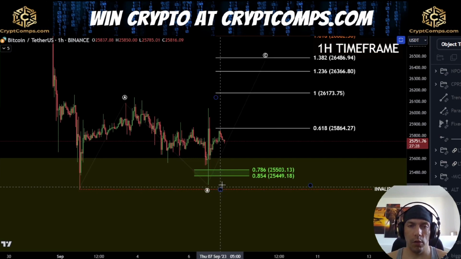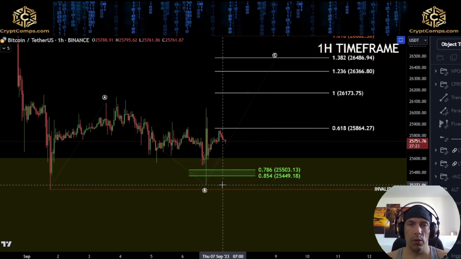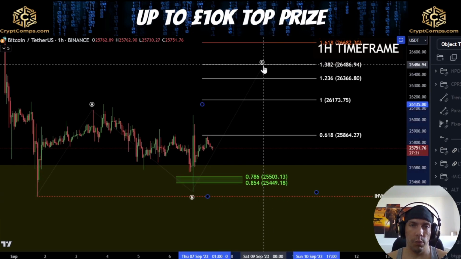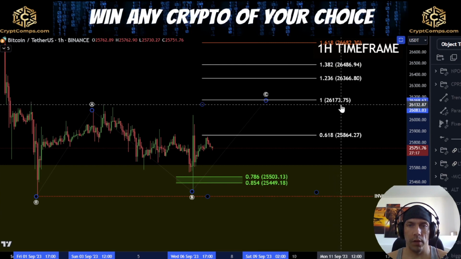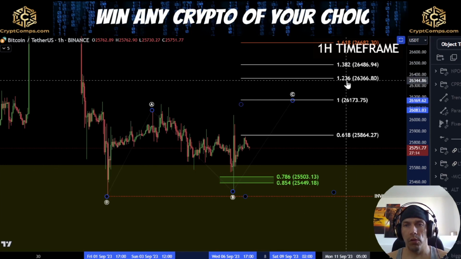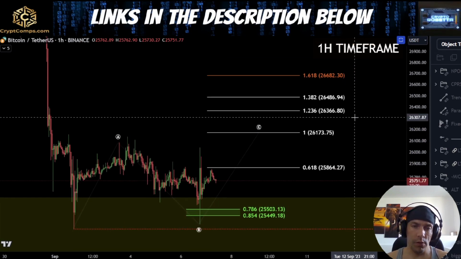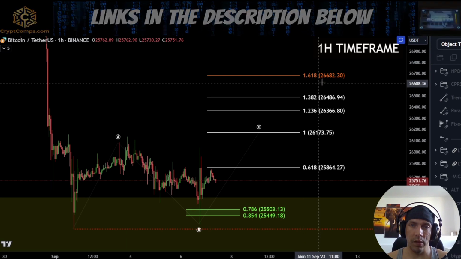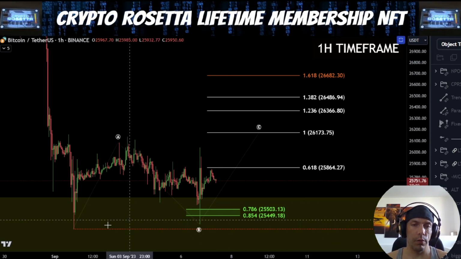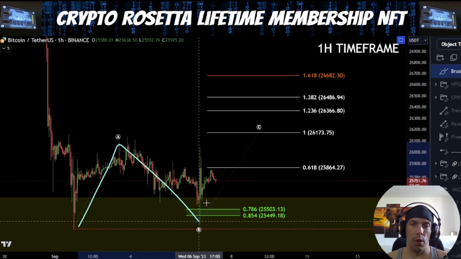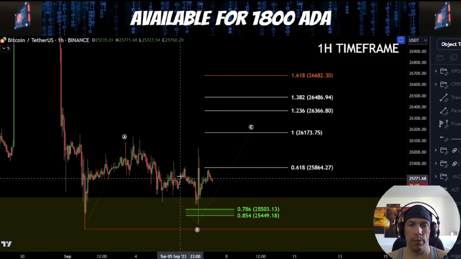Now as long as we continue to hold this low of 25,373, what we could see is that this C wave could still look to push up one more time towards this 1-to-1 level of 26,173 to this 1.236, which would be here at 26,366. If we do see price starting to push above this 1.618 level at 26,682, we need to be on the lookout for the possibility that this could become 1, 2, 3, 4, and 5, where we see a bigger 5-wave structure developing off this low.